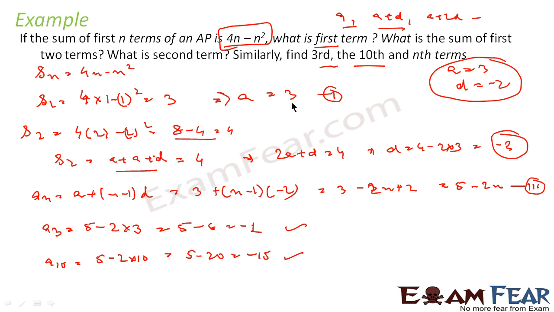Very simple, you have got the Sn. To get the first term, A is nothing but S1. We got A is equal to 3. Then we found S2. S2 is nothing but A plus D, you add these two terms, right? We already have the value of A, we got the value of D to be minus 2. We have A, we have D, we have everything. We can use the formula an is equal to A plus n minus 1 D. We have put in the values of A and D, and got the general formula an is equal to 5 minus 2n. For A3 we used n is equal to 3 to get minus 1. For A10 we used n is equal to 10.